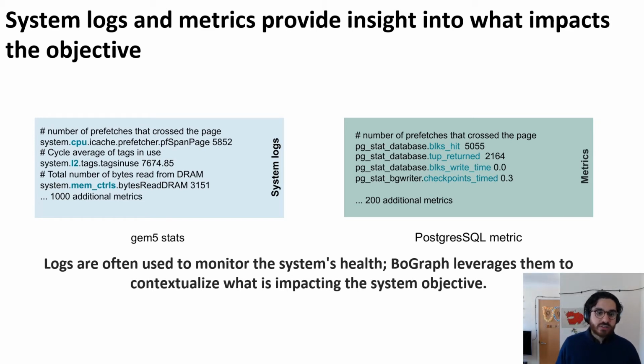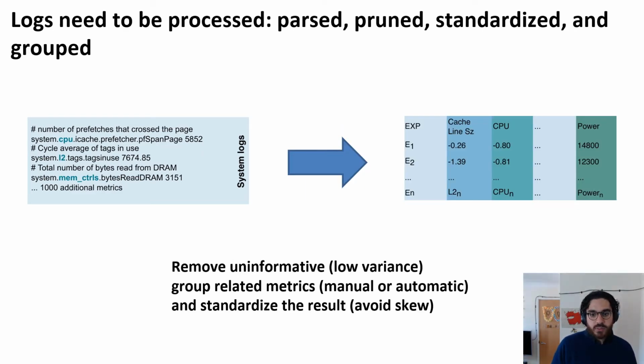And this is where BoGraph shines. So we grab these logs, we transform them into the right side, which is a clean representation that can use various optimization techniques. The main idea here is we grab them, we clean out any uninformative metrics, for example, any metric that doesn't change between different experiments. We standardize them to make sure that the unit doesn't matter between them, so you don't have something that uses large units overshadowing something that uses a smaller unit. And then we also group related metrics together.